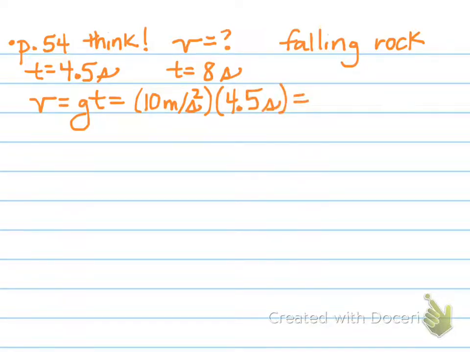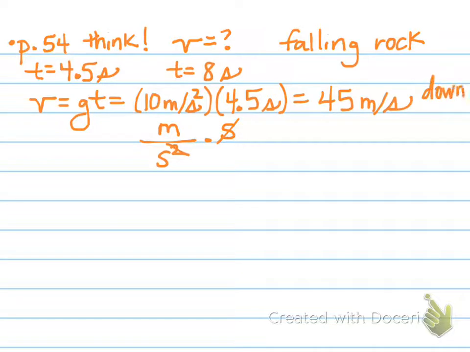So 4.5 times 10 is 45. And my units, if I take a look at that, I have meters per second squared times a second. So that crosses out one of those seconds. So my units are going to be meters per second, which makes sense. I would expect my velocity to be 45 meters per second. Again, it's falling, so we could add that direction of down to make it a velocity.